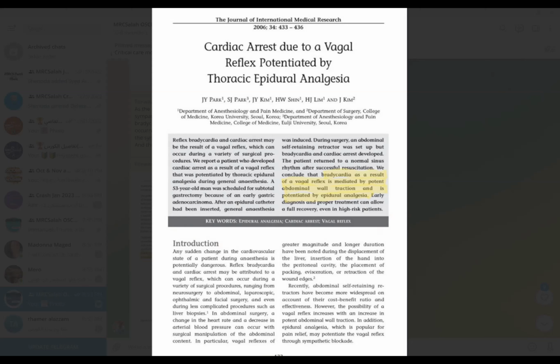So you will tell because of sympathetic tone and increased vagal reflex, which is mediated mainly by abdominal wall traction and aggravated or potentiated by epidural analgesia. I hope this answer will be accepted. Whoever comes out of the exam, tell me if it was accepted or not. This is from the Care of the Critically Ill Surgical Patient book.